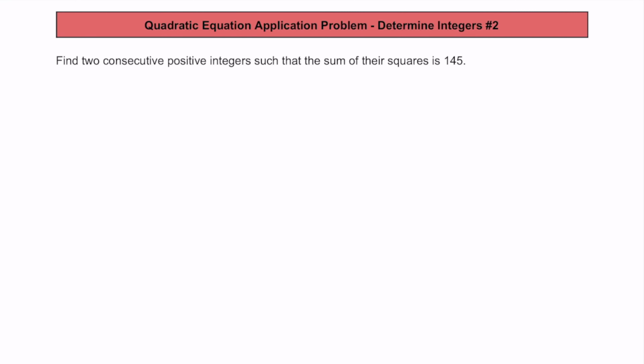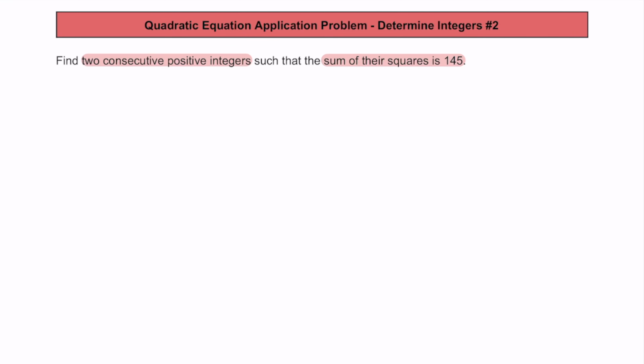In this video, let's go ahead and apply our understanding of quadratic equations to see if we can find the value of two unknown integers together. In this problem, we're trying to find the value of two consecutive positive integers so that when we add them together, the sum of their squares is going to be 145.